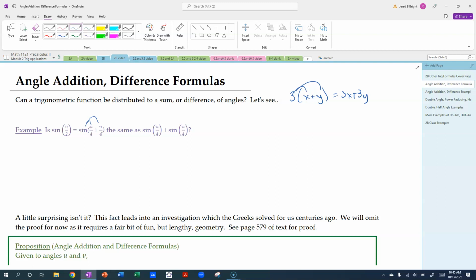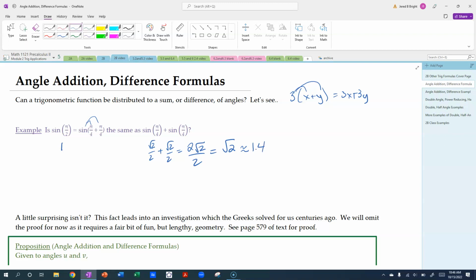So we know that sine of pi over 2 is equal to sine of pi over 4 plus pi over 4, right? So the question is, can we distribute this? Sine of pi over 2 is 1, use your unit circle as the y value at 90 degrees. And then if we evaluate this, sine of pi over 4 should be square root of 2 over 2. And then we add it again. So if we simplify this, we end up with 2 square roots of 2 over 2, which is just square root of 2, which if you punch this in your calculator, is about 1.4-ish.